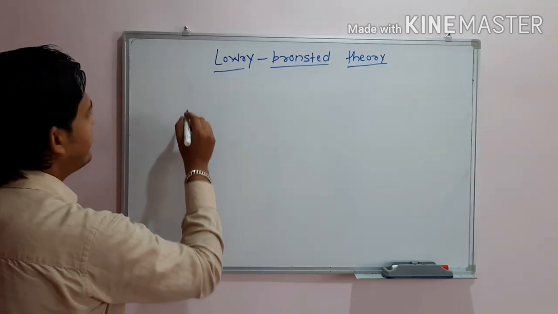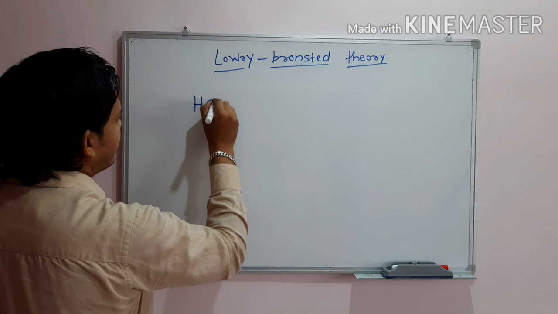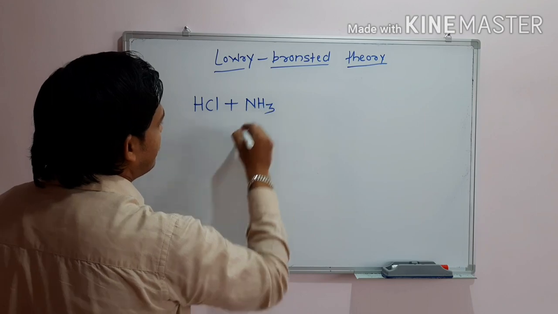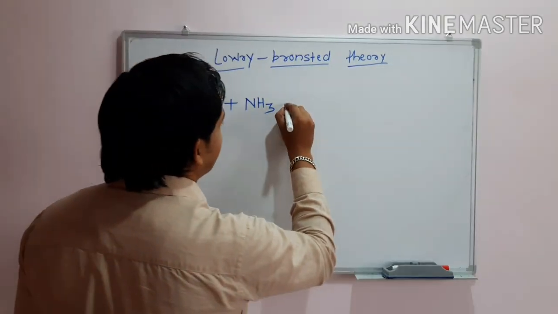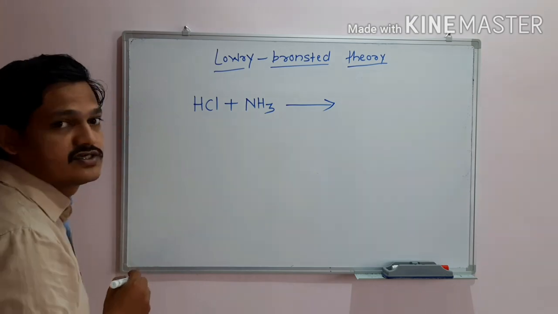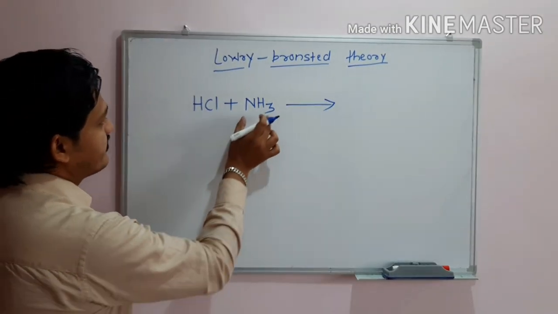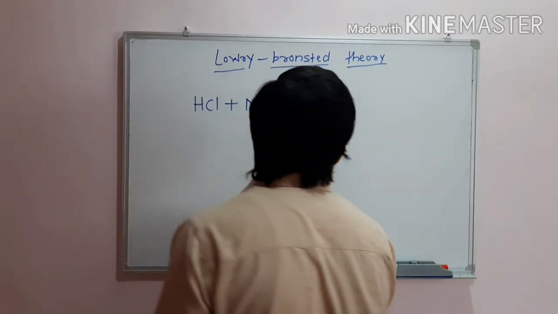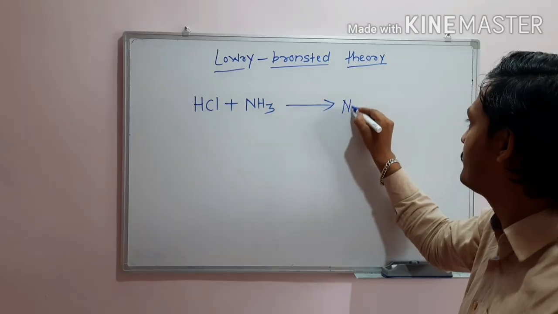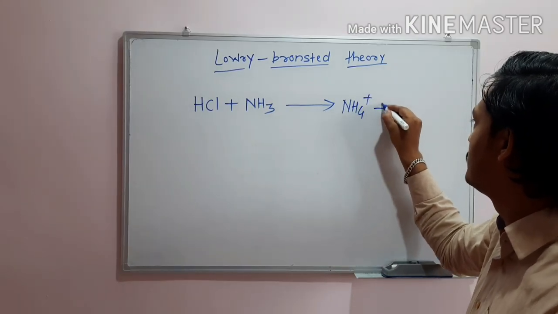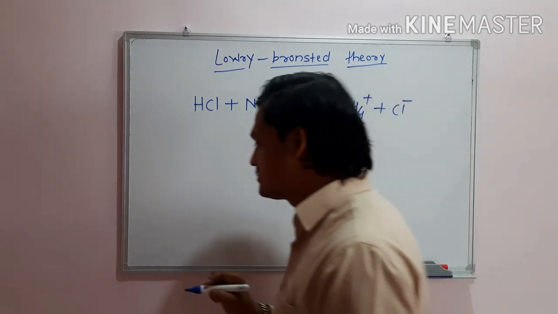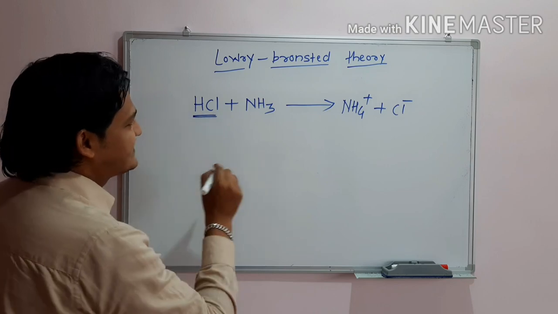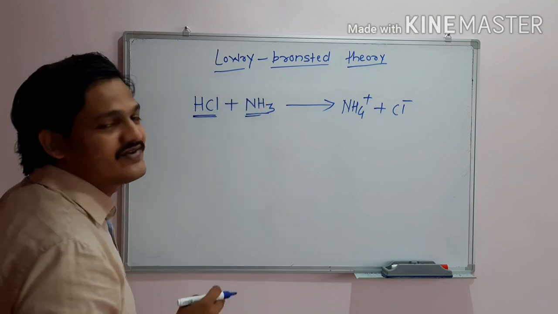First of all, we have one reaction, that is HCl plus NH3, which gives NH4Cl. I am writing it in ionic form, that is NH4 plus Cl minus. Now let us see. As you know, HCl is an acid and ammonia is a base, but according to Lowry-Bronsted we have to prove that.